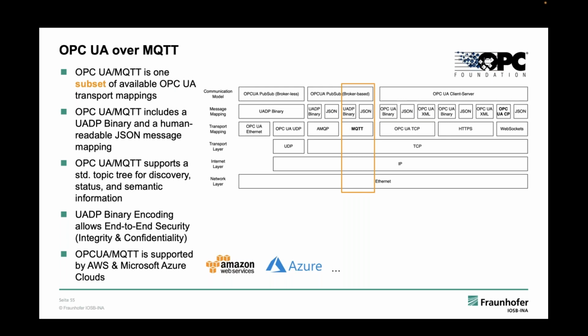UADP binary encoding allows end-to-end security. So, for instance, the broker in this use case is then not able to read your message. The broker is, of course, a man in the middle. And most of the time it can read the data and sometimes also has to read the data from the publishers to distribute it to the right places. But with OPC UA's UADP encoding, you can, if you want, ensure end-to-end security so that also the broker is not able to read your messages. And OPC UA over MQTT is supported by AWS and Microsoft Azure clouds.